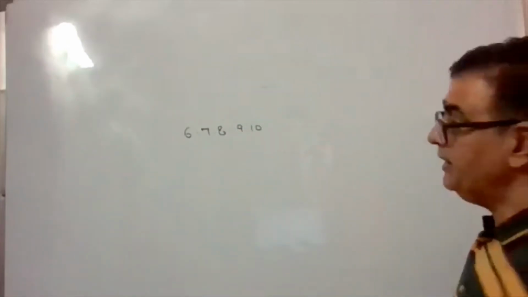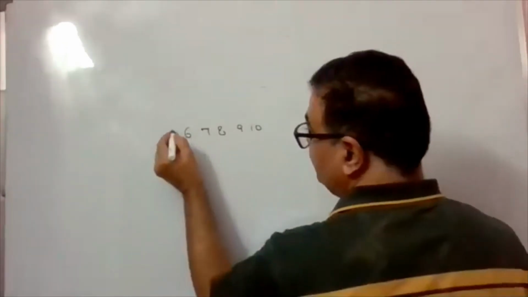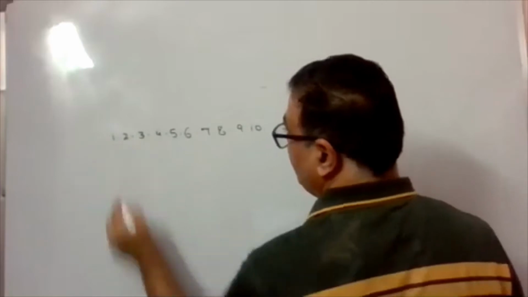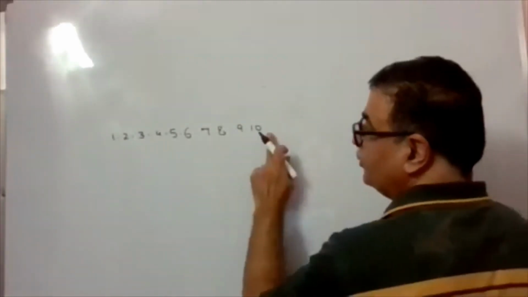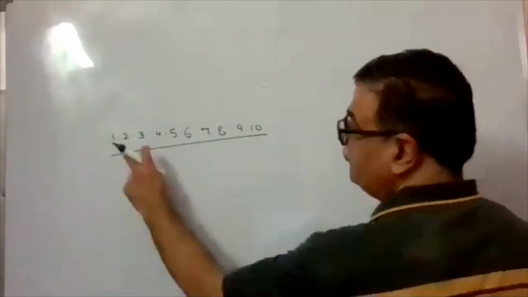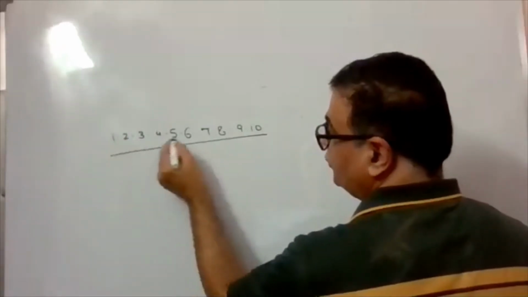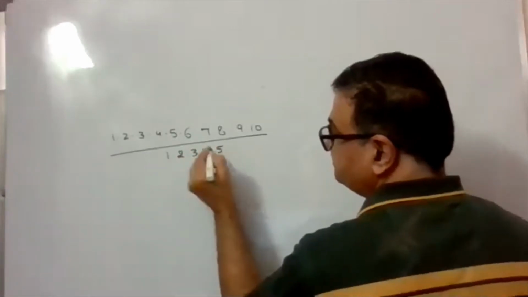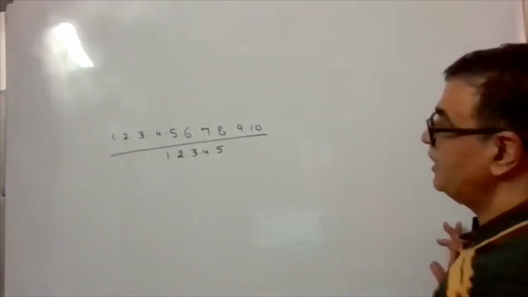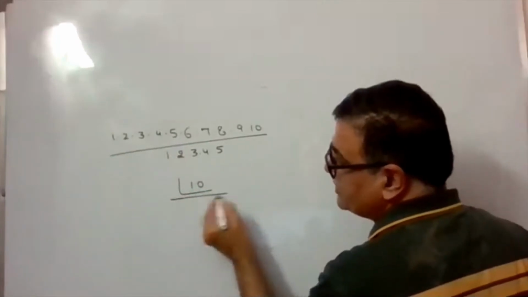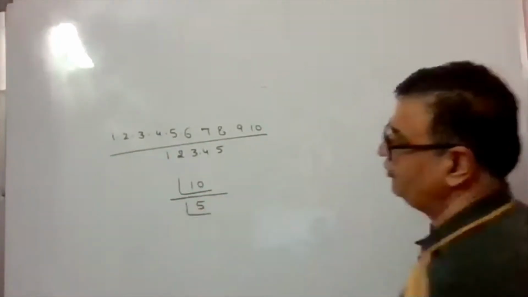When you want to complete this factorial, it should be 5, 4, 3, 2 and 1 is needed here to convert to factorial 10. What extra have you done? You multiplied 1, 2, 3, 4, 5, so you should divide also. Now when you have this, what will you get? Numerator is factorial 10, and this will come out to be factorial 5.